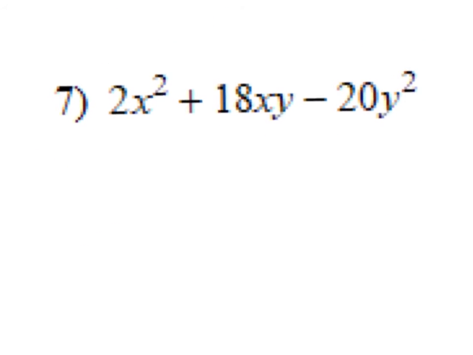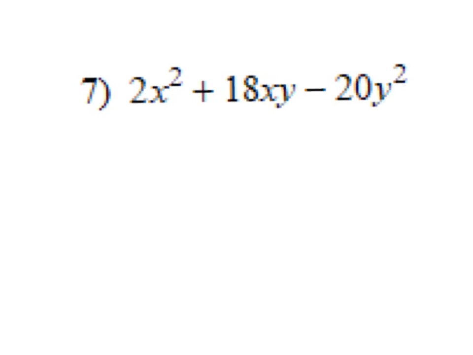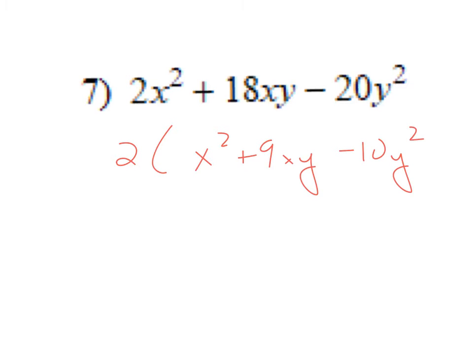Okay, on this guy, all right, again, first thing we're going to do is pull a GCF if we can. So in this case, I can pull a 2 out. So I'm going to go ahead and do that. And then I'm going to get x squared plus 9xy minus 10y squared. So now when I'm looking at this, this is now moved into just a trinomial with a 1 out front.